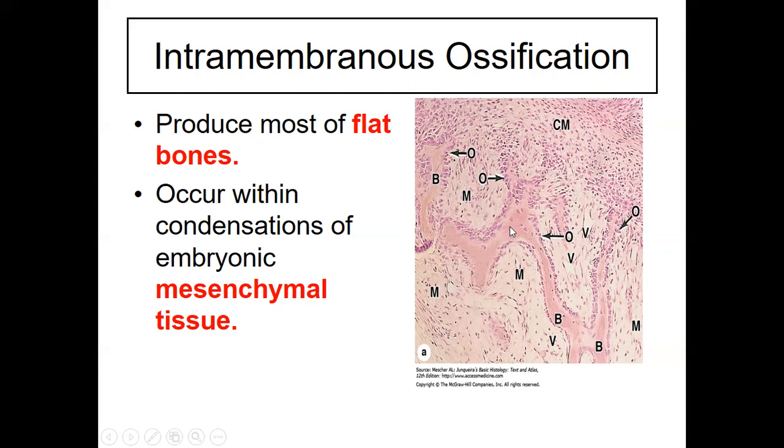So you can see here, this is the mesenchymal tissue. It will be condensed, and then it will be converted into the bone. You can see here, this is the bone. B is bone. O is osteoblast, on the surface of the bone.